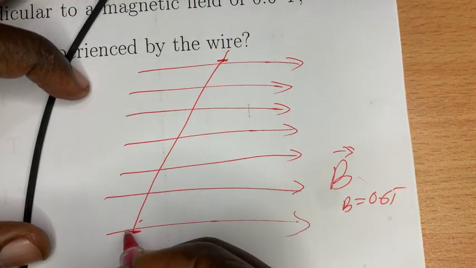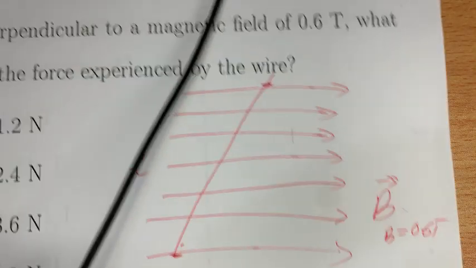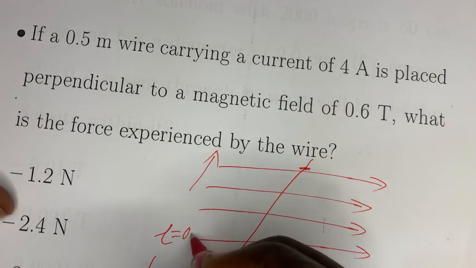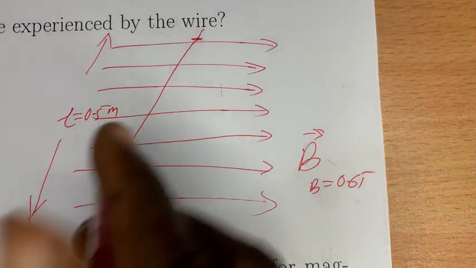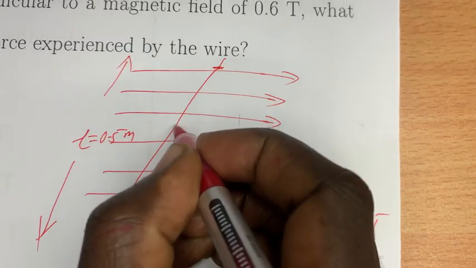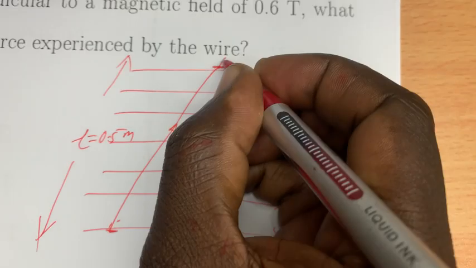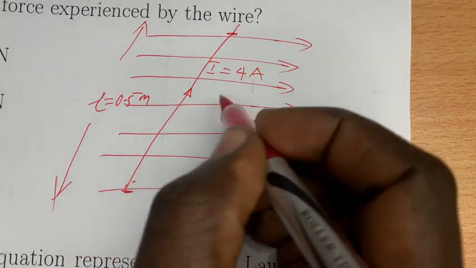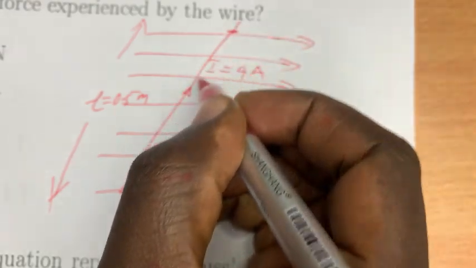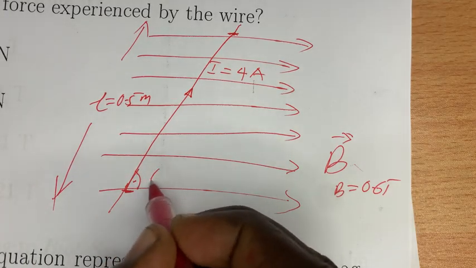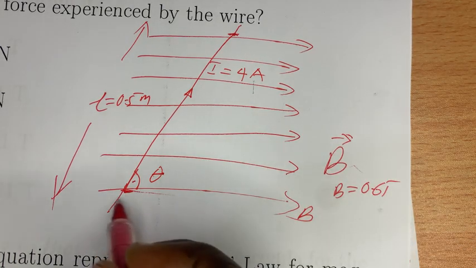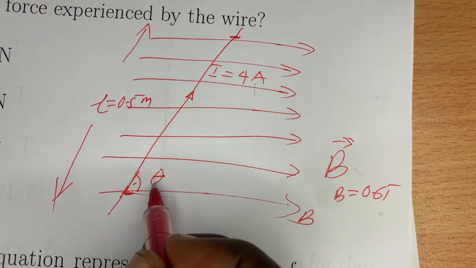This is the length of the wire, L, and the length of the wire is 0.5 meter. Now the wire, don't forget, carries a current in this direction, and the magnitude of the current is 4 ampere. Now clearly your wire makes an angle theta with the magnetic field. This is the magnetic field B, this is your wire, and the angle between them is theta.